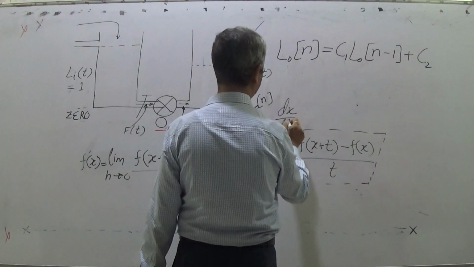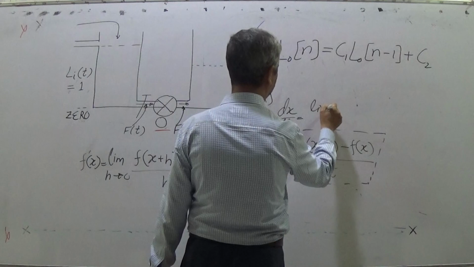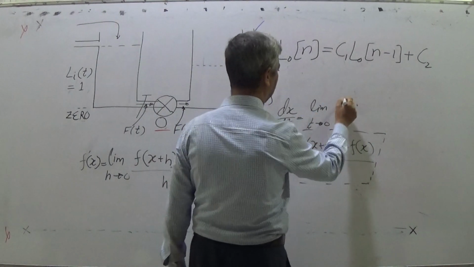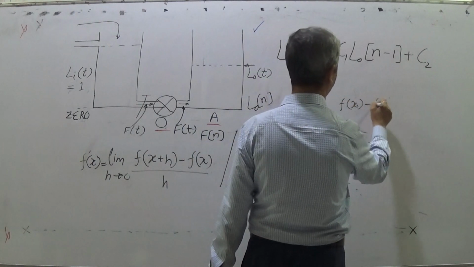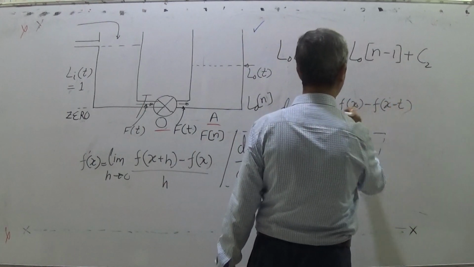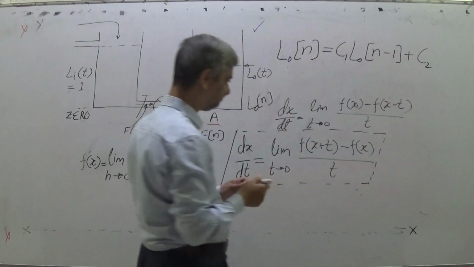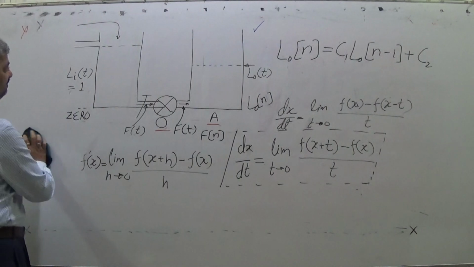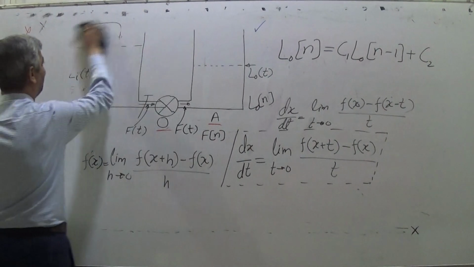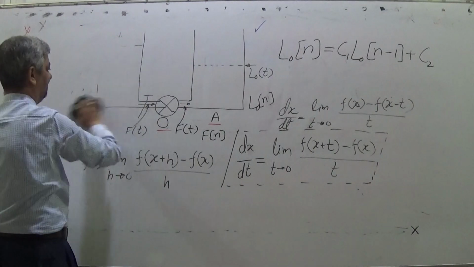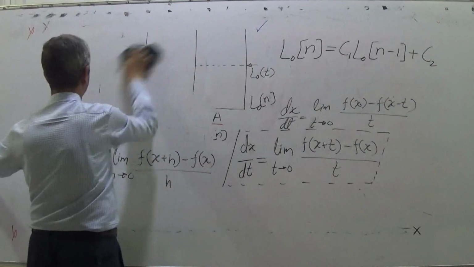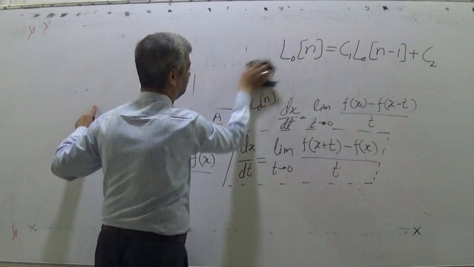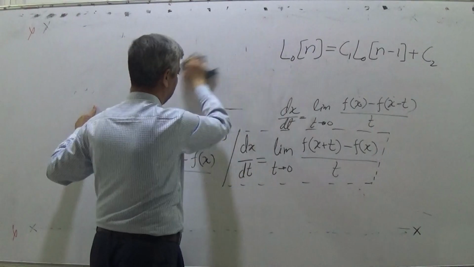dx by dt is equal to limit as t tends to 0 of f of x minus f of x minus t upon t. I hope it is quite clear now. I think now there is no need of this to remain, so that we can use the space. We are just coming at the final expression now. So this is the derivative expression.